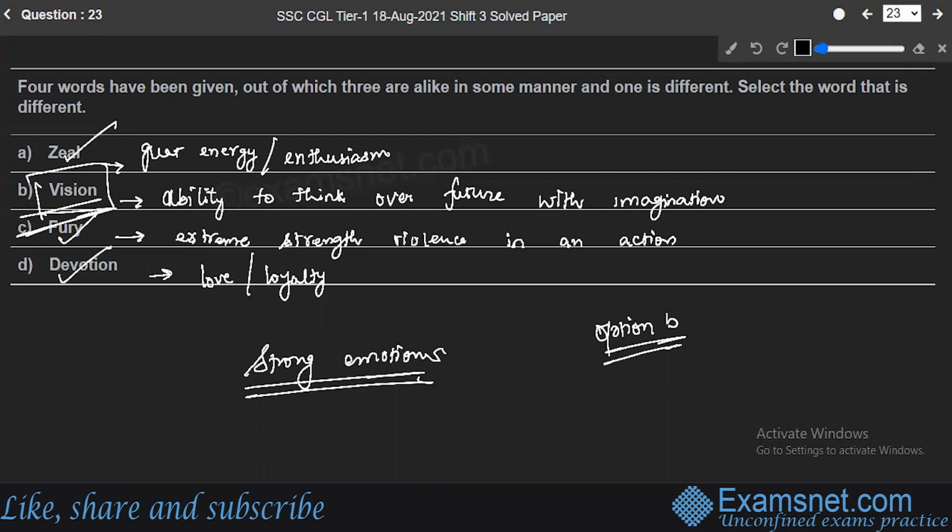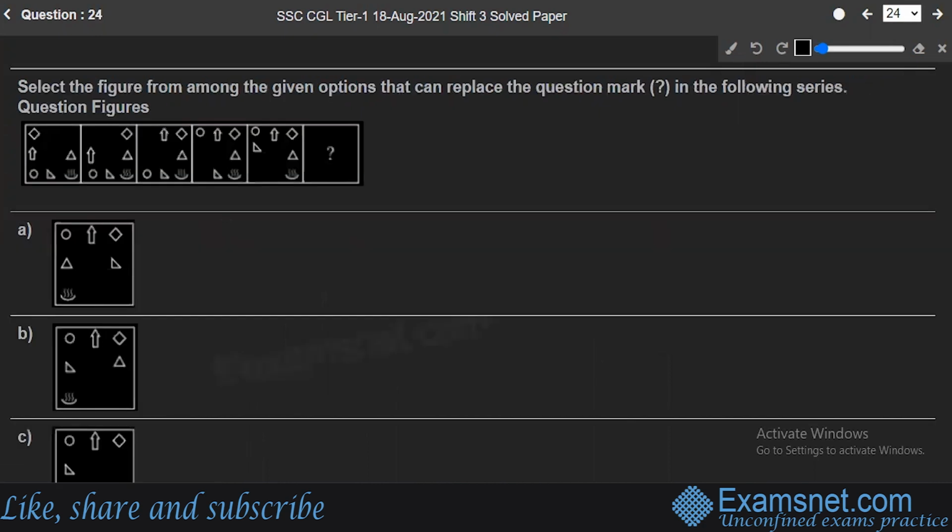Then let's move to the next question, number 24. In this question, you have to select the figure among the given options which can replace the question mark. You need to find out the logic over here. Look at the extreme two symbols. Let's say we are starting our series with the triangle. This is the starting point and this rhombus is the ending one.